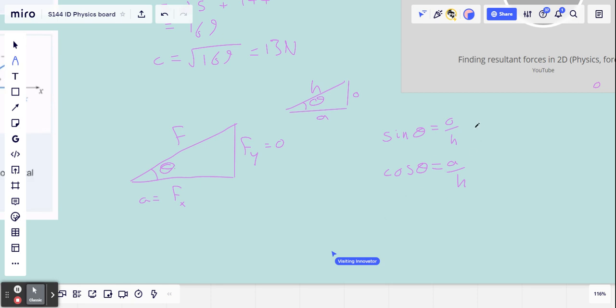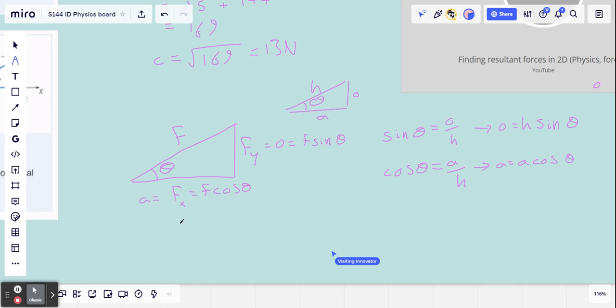So we're going to rearrange these. So O is equal to H sine theta, and A is equal to H cos theta. So Fx is equal to F cos theta, and Fy is equal to F sine theta.